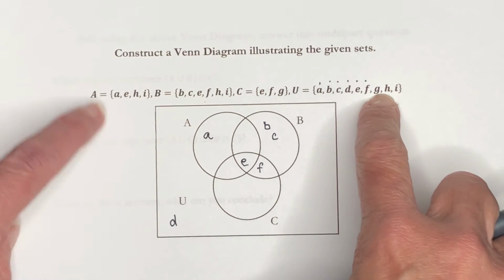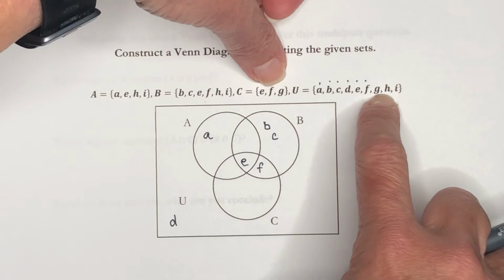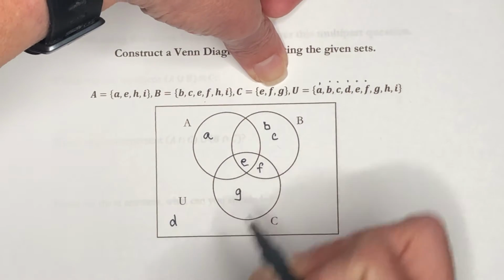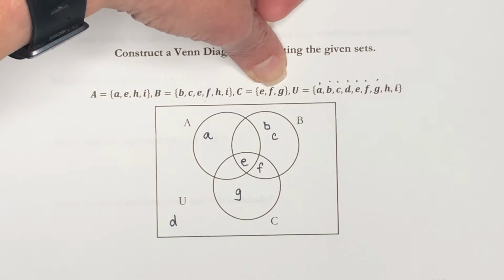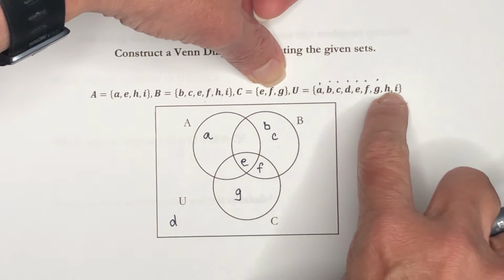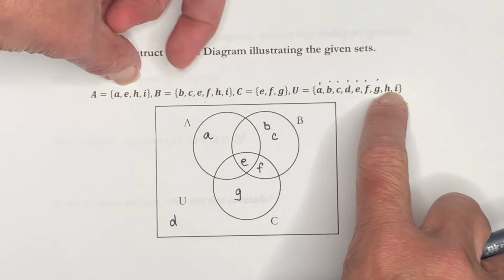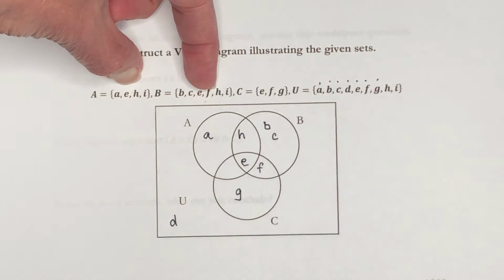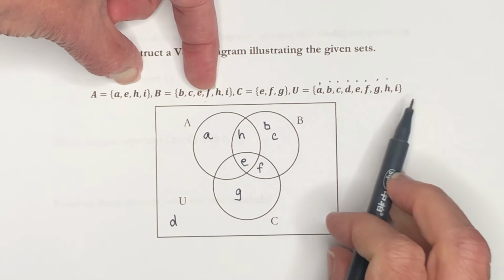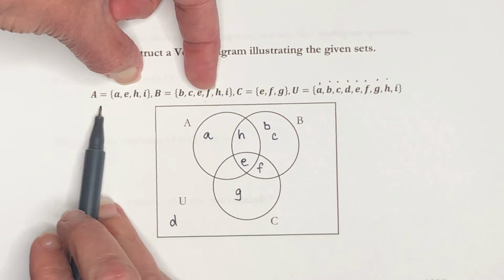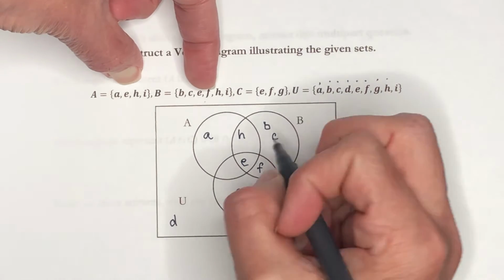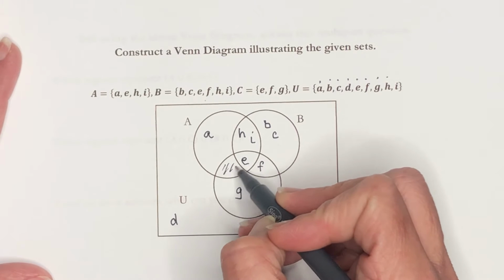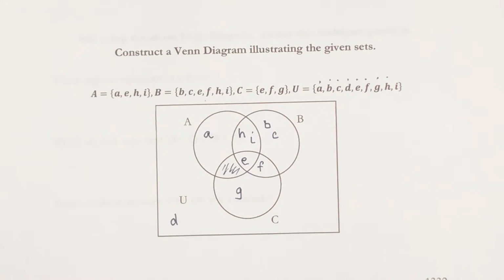G, no, no, yes. So inside C, but nothing else. G is there. For H, is in A and B, but not C. So H is there. And the last one is I, also in A and B, but not C. So an I is there as well. There's nothing here in this region at all.